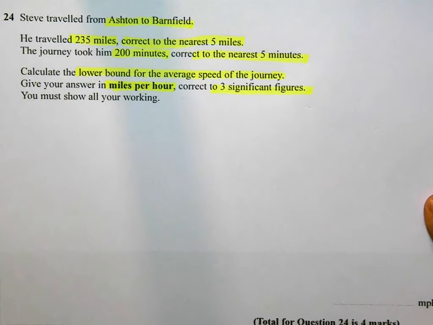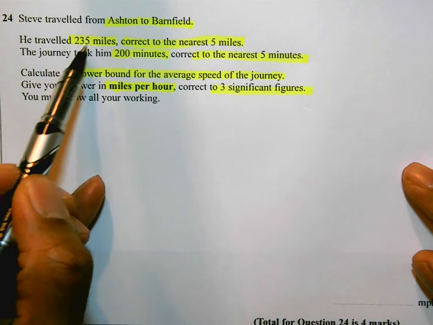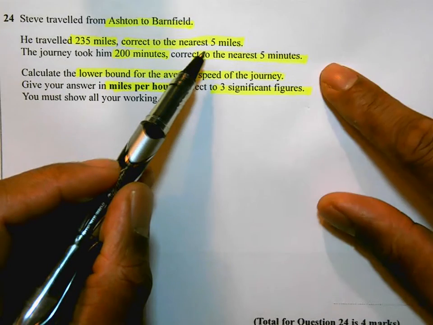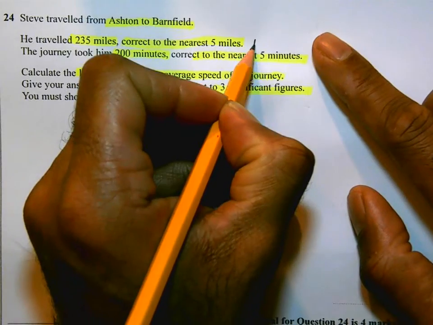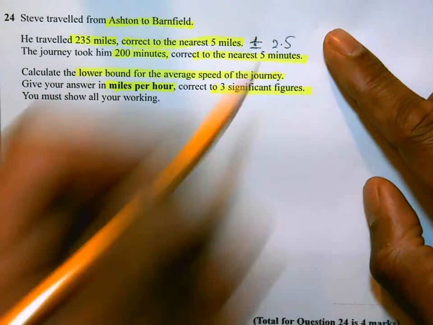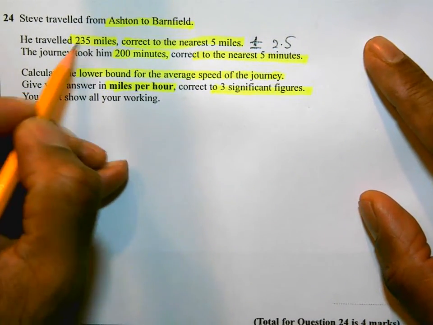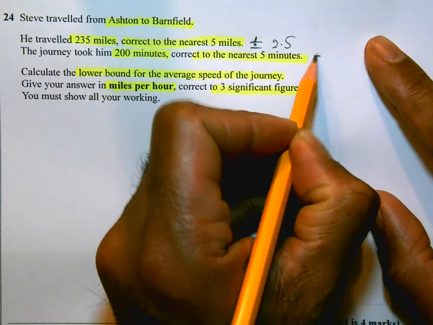So, looking at this question, it should be clear to you that this question is about bounds. Okay? And so thinking about it and rereading the question is going to give you an idea of how you're going to annotate it, what numbers you're going to use, and how you're going to use them. So the question says that he travels 235 miles, correct to the nearest 5 miles. Now, because it's correct to the nearest 5 miles, I know straight away I'm going to plus or minus half of 5, which is 2.5, to get my upper and lower bounds for the distance he travels. I'm going to do a similar thing for the time.